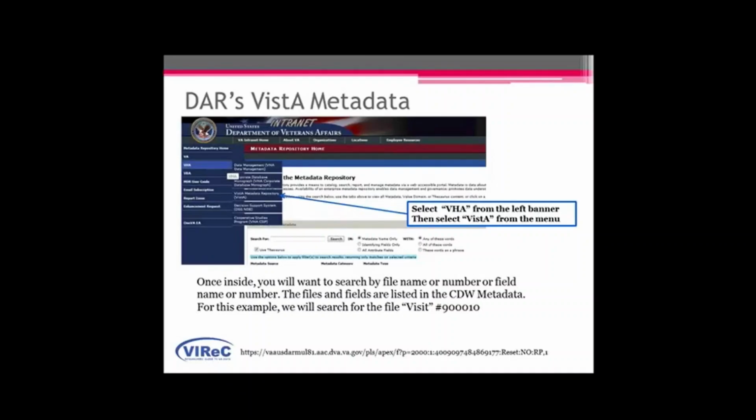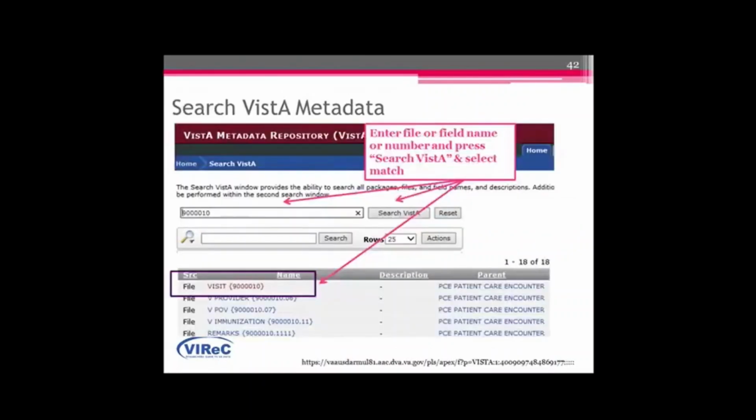I would hover over VHA so I get the drop-down menu that occurs, and then I would select Vista because I'm looking for metadata for Vista. Once I get in here, I'm going to search for the visit file and then go in search of my field of interest. So I search for it by number, and I see the results down below after I press the search Vista button. Remember not to press enter. You always have to press search Vista or it doesn't do anything.